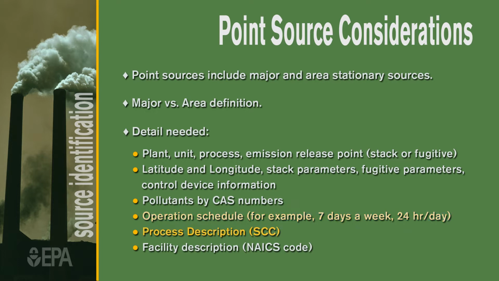We need to know information about the process, and for this, in our inventory data, we use what are called SCCs. These are source classification codes, and they are specific to air pollution sources. They describe the specific process to tell us, for instance, the type of storage tank that it is, or the specific stack release type, etc. And we also need to know about the facility, and for these we use the NAICS code.